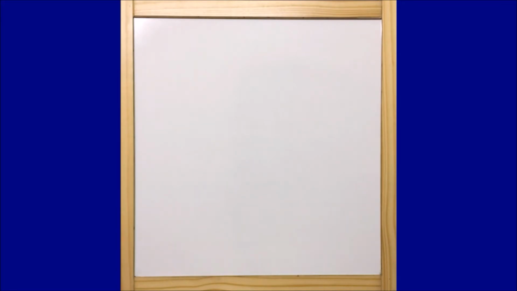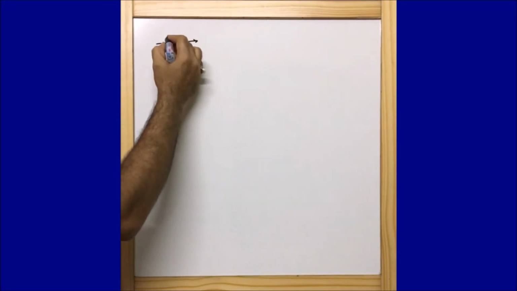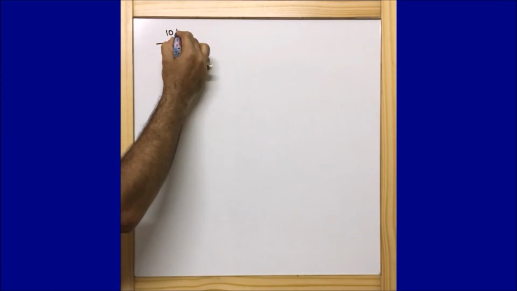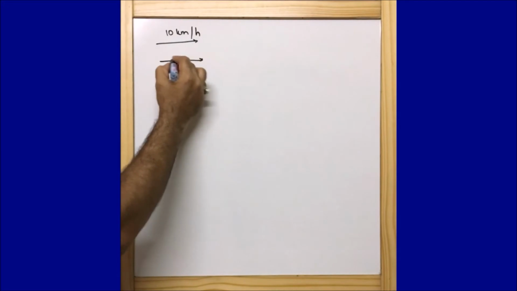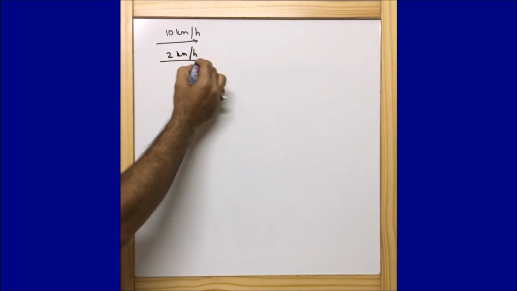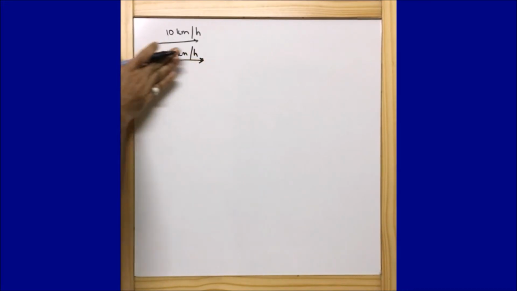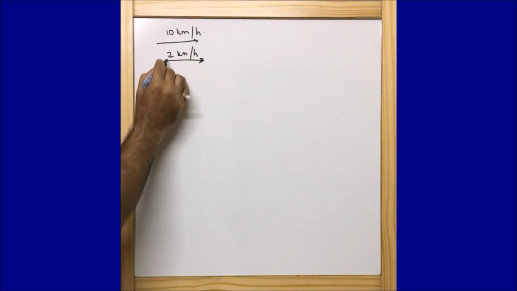Now guys, let us first try to understand what exactly happens in the case of boat and stream problems. I'm trying to explain three things. Let's say the speed of the boat is 10 km per hour and the speed of the stream is 2 km per hour. You can see in my picture that both are moving in the same direction. That means the speed of the boat will increase by the speed of the stream.